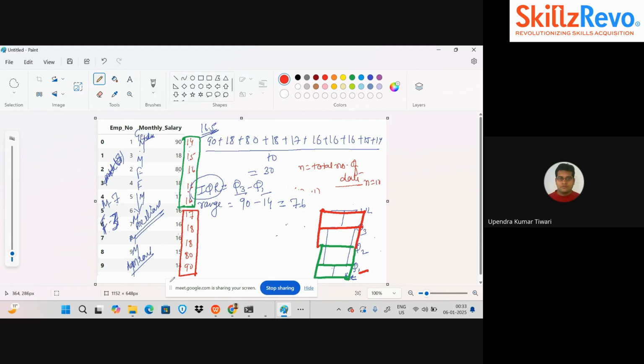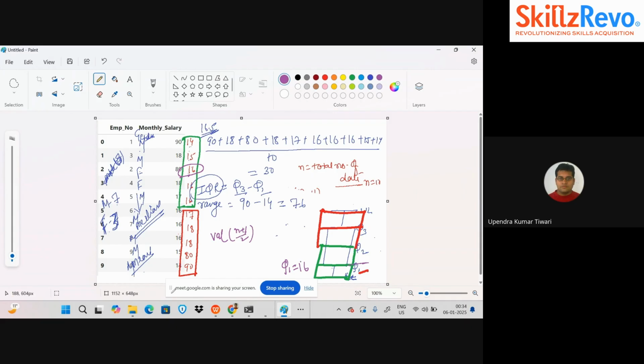So what is the median of this one? Is the number of data odd or even? Odd. So for odd, what is the formula? The formula was value at (n plus 1) upon 2. Here n is 5, so 5 plus 1, 6 upon 2, value at 3. What is the value at 3, everyone? 16. So this Q1 is 16. Let's talk about the upper half.